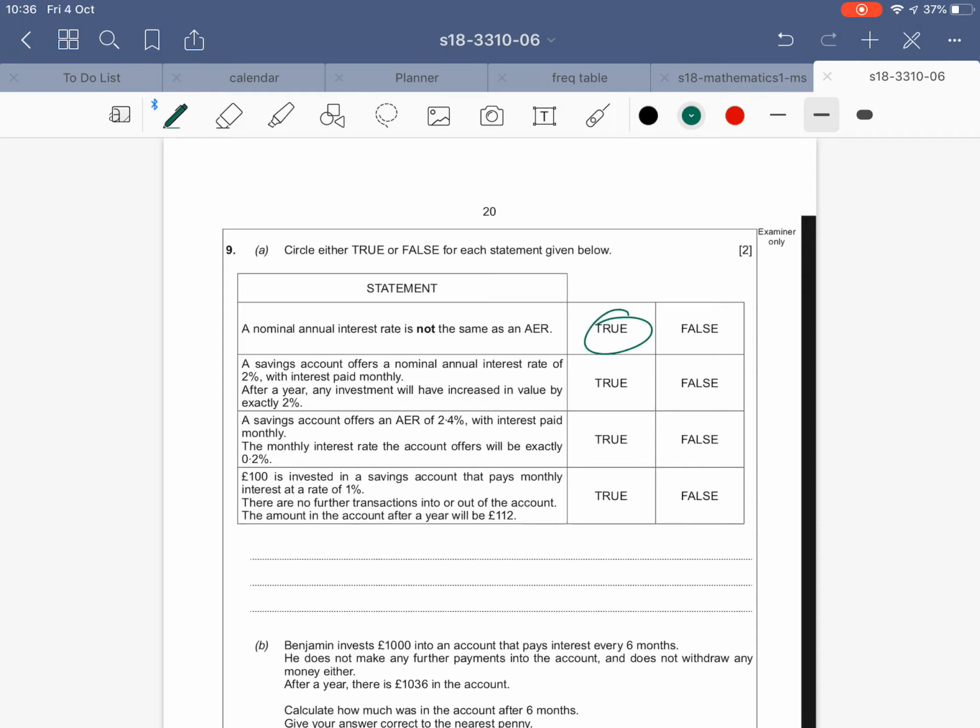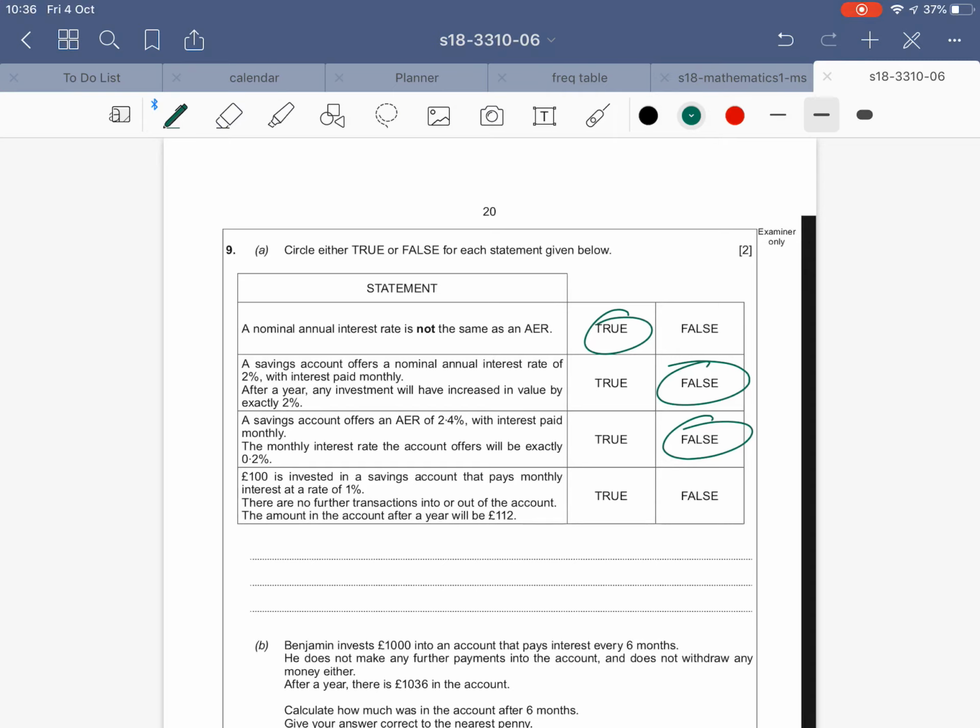So that is true. A savings account offers a nominal interest rate of 2% with interest paid monthly. After a year, any investments will increase by the value of 2% exactly. No, because if it's paid monthly, then after a year, it's not going to raise by 2%, is it? A savings account offers an AER of 2.4% with interest paid monthly. The monthly interest rate of the account will be exactly 0.2%. No, not really, no. Because you put that to the power of 12, so it's not going to be.